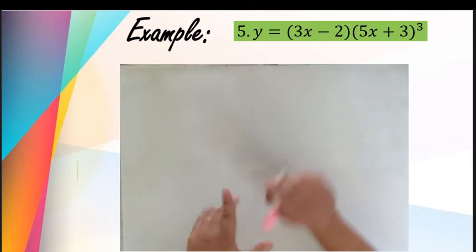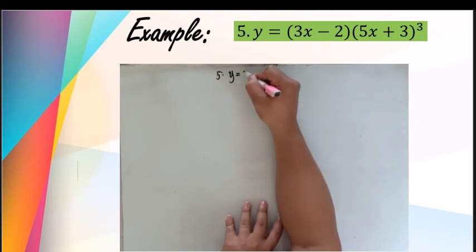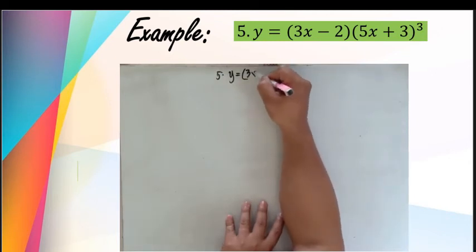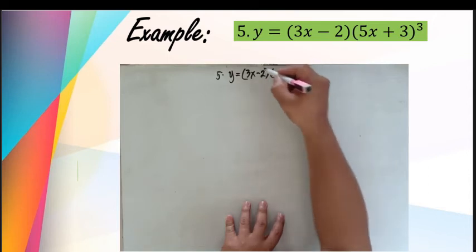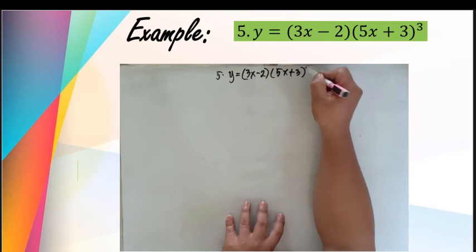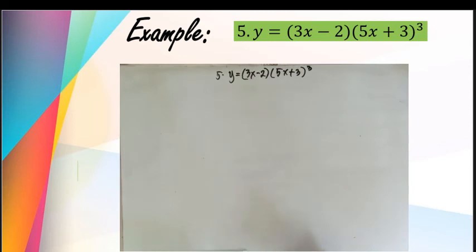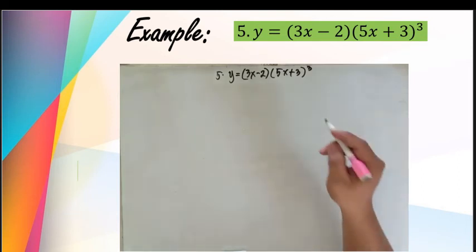Okay, for the fifth example, number 5, y is equal to 3x minus 2 times the quantity of 5x plus 3 raised to the third power. Here, we will be applying several rules or laws of differentiation. So we will be applying the sum and difference rule, the product rule, and even the chain rule. So let's do it.